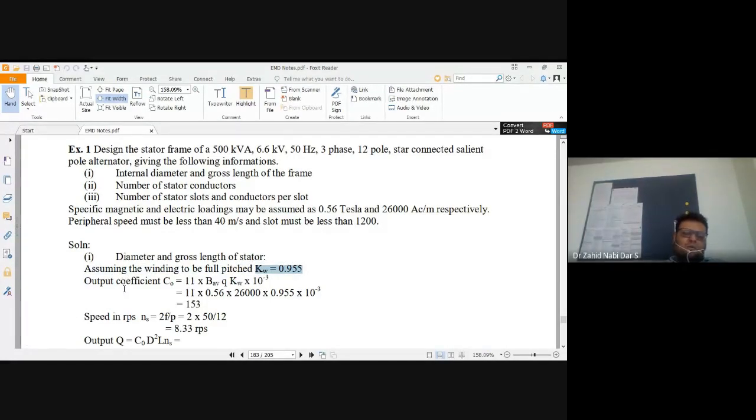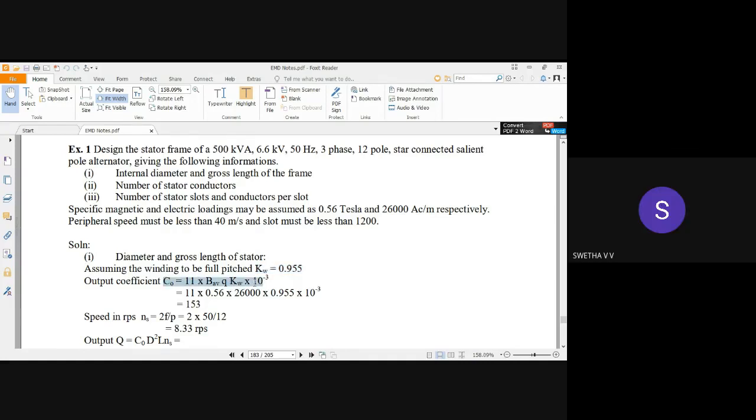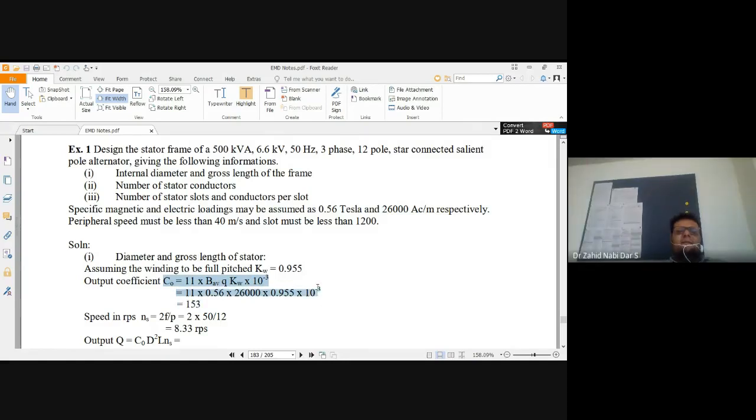Output equation, we know what it is. It is 1.11 into pi square, or we can directly write C naught as 11 BAV Q KW into 10 power minus 3. This equation is very important, we are seeing this equation in induction machine, we are seeing this equation in synchronous machine. So this C naught value we should know by heart, because in an examination we cannot derive it. If only this portion came, we should know that part by heart. So C naught is equal to this.